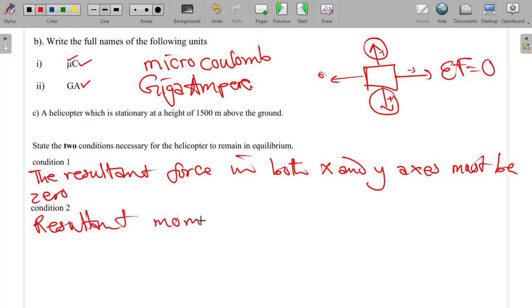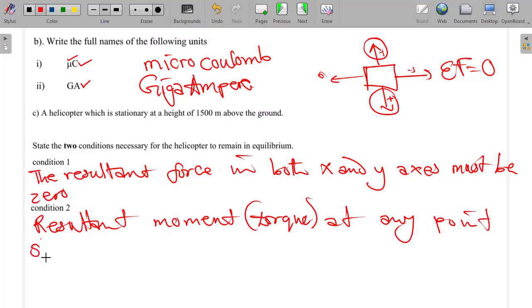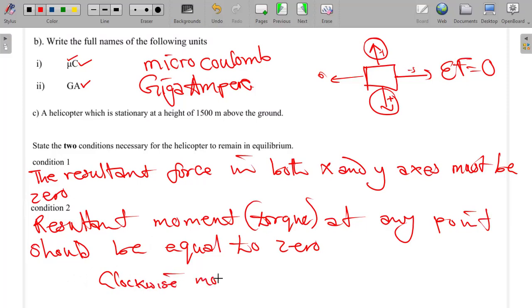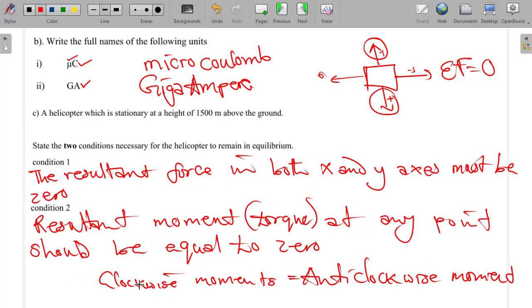The resultant moment, or maybe we can say torque in other cases, at any point should be equal to zero. So the resultant moment at any point should be equal to zero. And when I say this, that means the clockwise moments should be equal to the anti-clockwise moments. That means this particular object is not going to rotate about its axis. It's not going to rotate about any axis, because the moments that are acting on it are actually balancing each other. We can move on to the next question now.